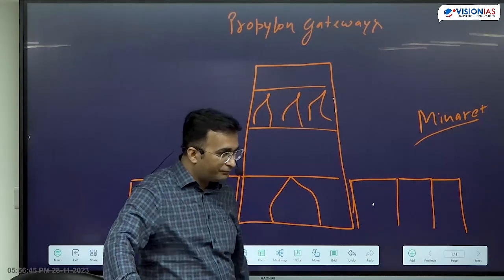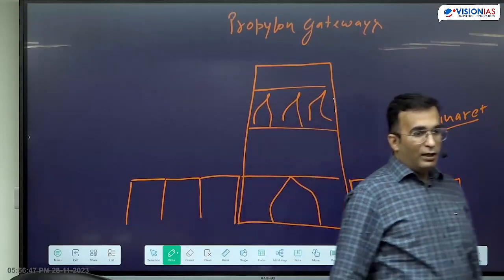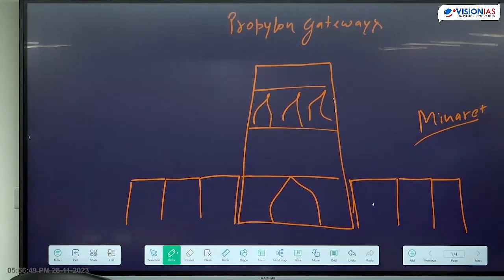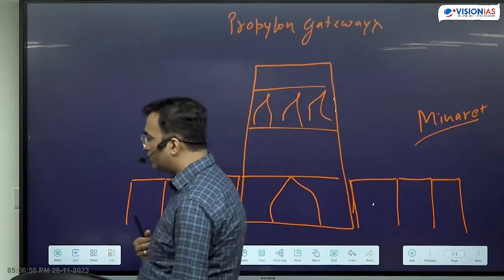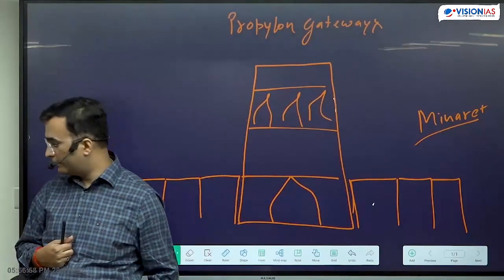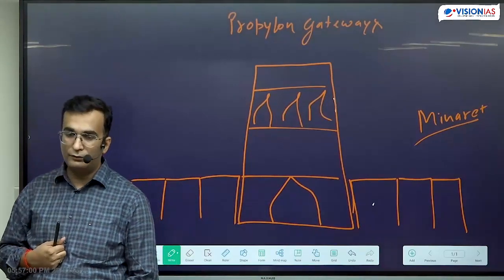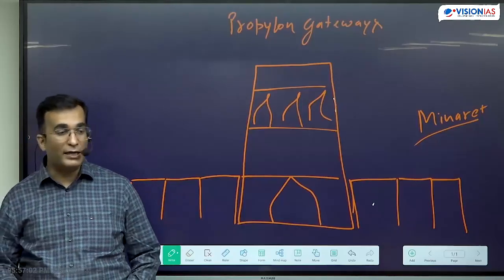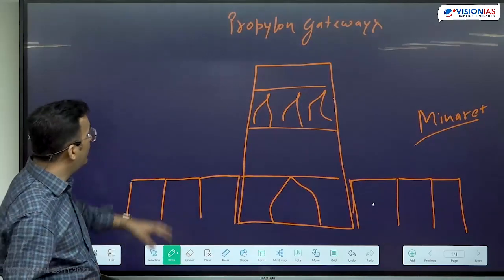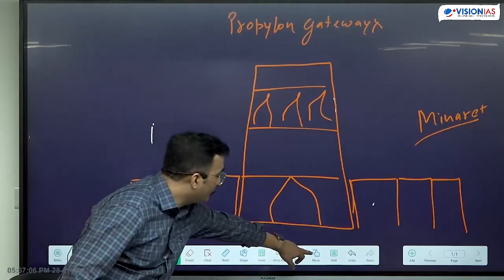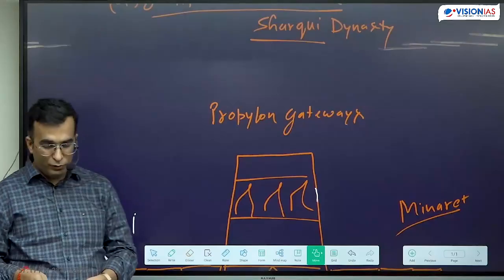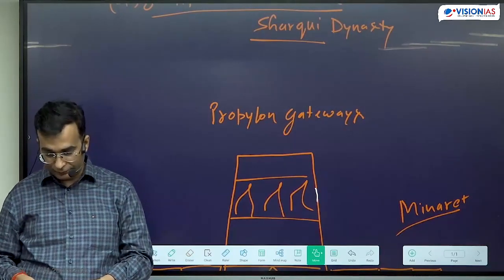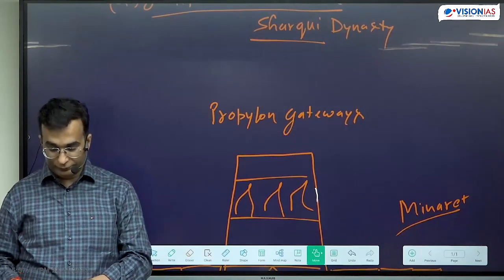So you write, Jaunpur architecture is also referred to as Sarki style. I have written somewhere on the top, just give me 1 minute. SHARQUI, Sarki style. Done?